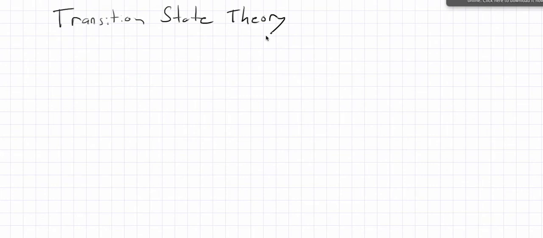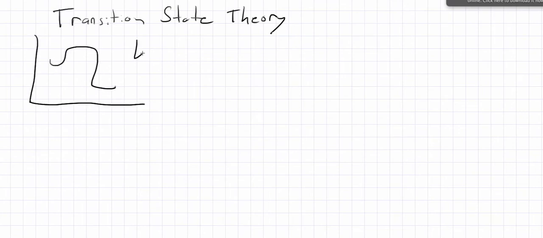Transition state theory, which used to be called activated complex theory, is this idea that if we look at a single step in a reaction, and that has rate constant k, that k is a function of the properties of the transition state and the reactants.